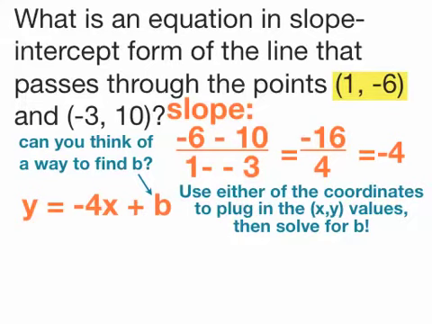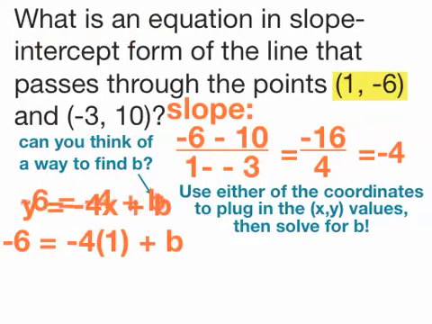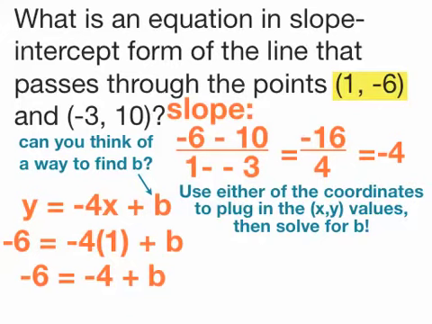That means in the equation y equals -4x plus b, I'm going to plug in 1 for x and -6 for y. So I'm going to say -6 equals -4 times 1 plus b. Well, -4 times 1 is just -4. To get b by itself, or to solve for b, I need to add 4 to both sides. When you add 4 to both sides, you get -6 plus 4, which is -2 equals b.